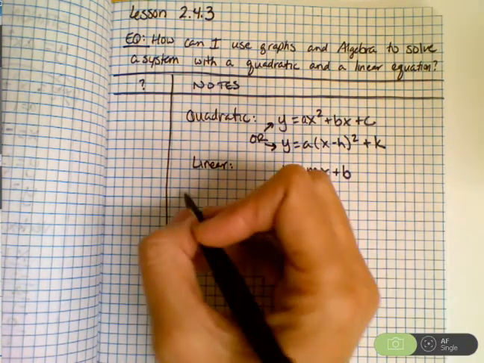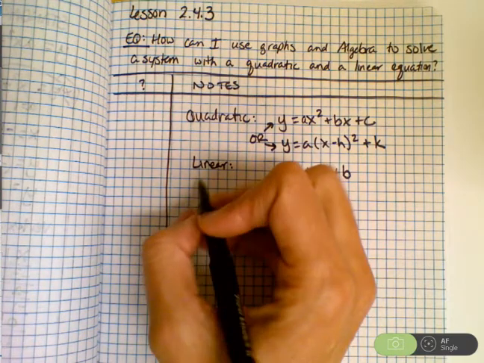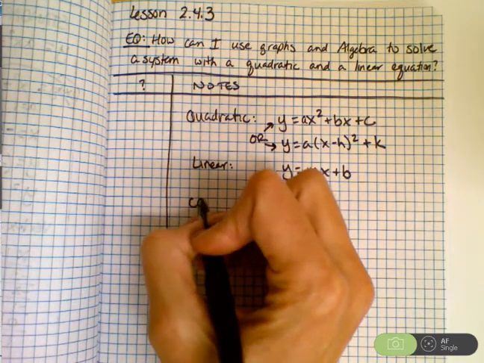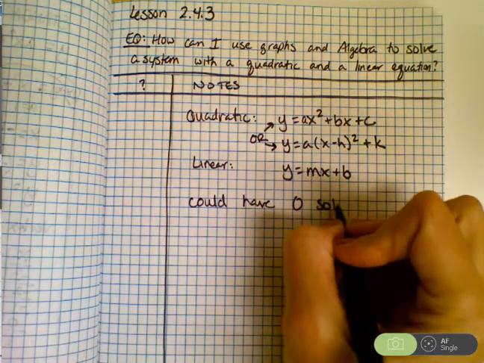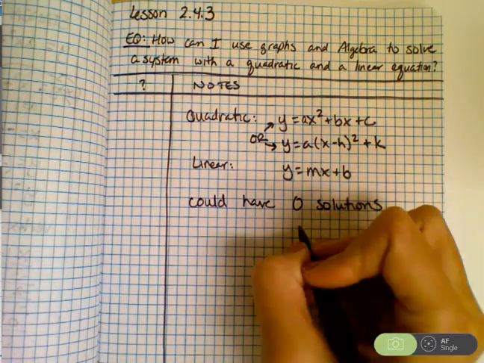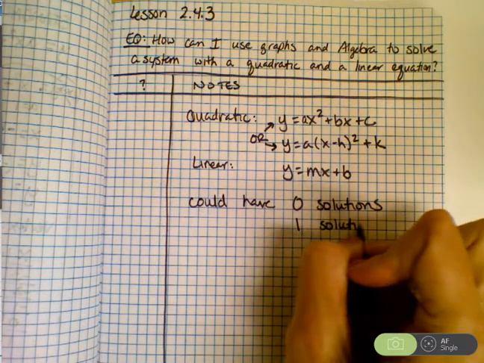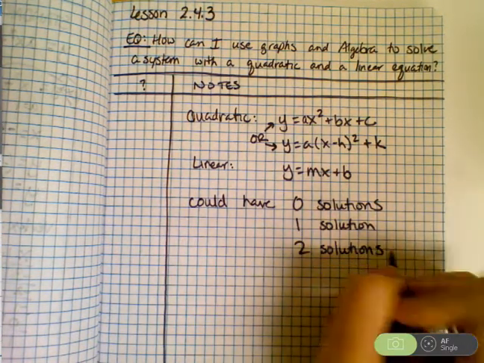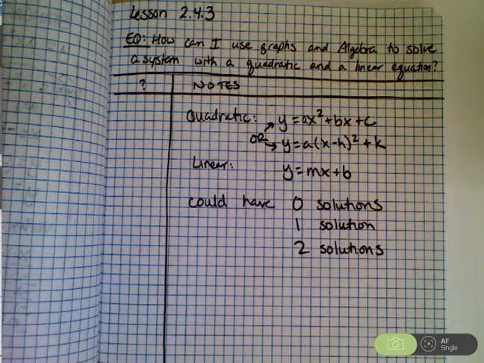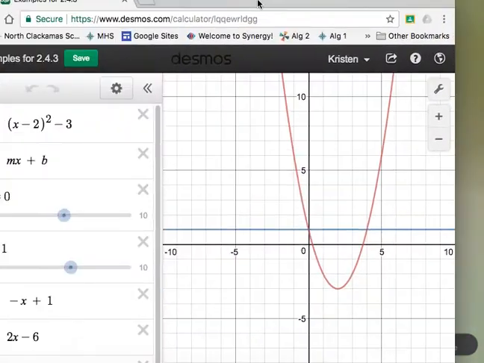So one thing to keep in mind is that there's three possibilities. You could have 0 solutions, you could have 1 solution, or you could have 2 solutions. And let me just take a minute and show you what that would look like in a couple of different graphs.